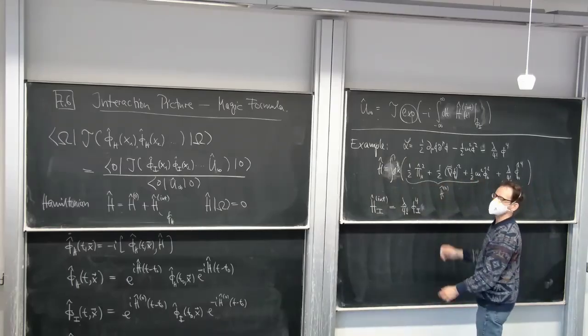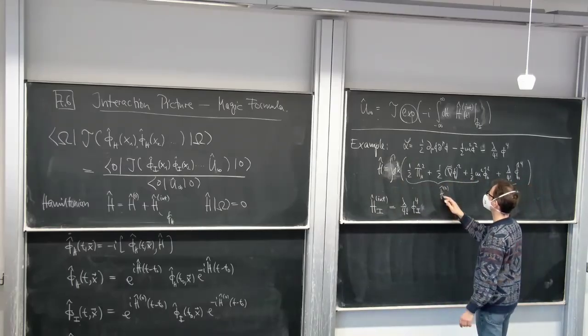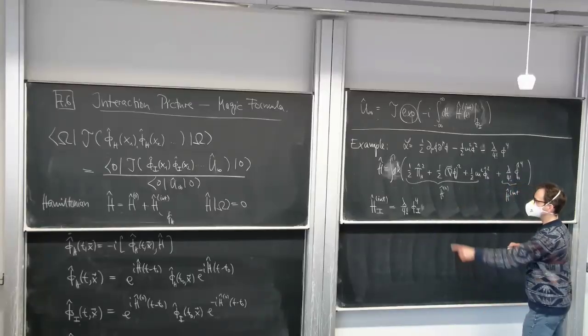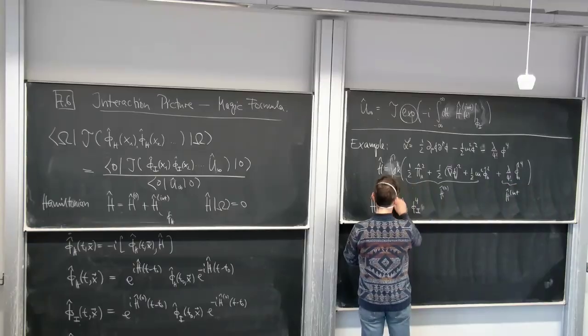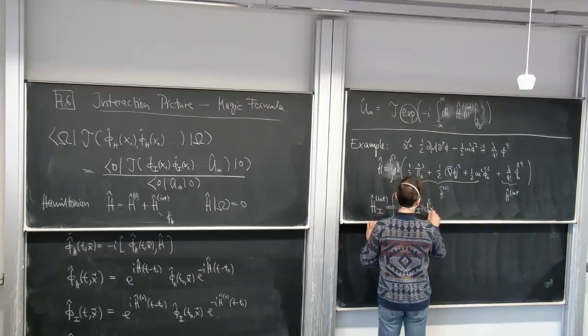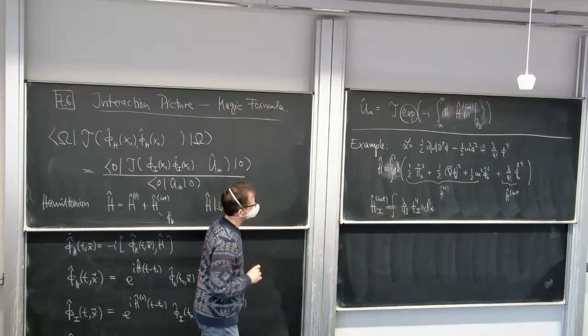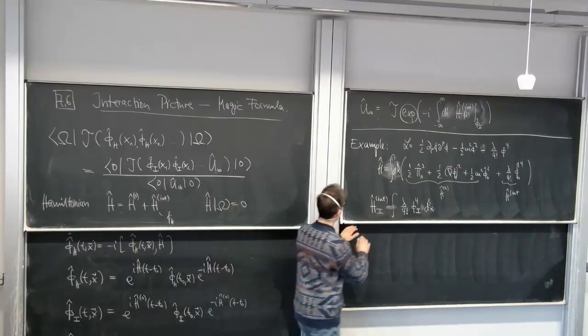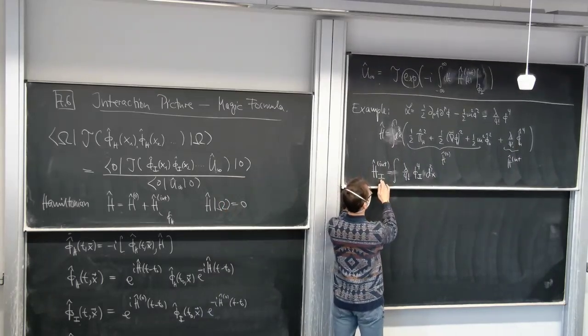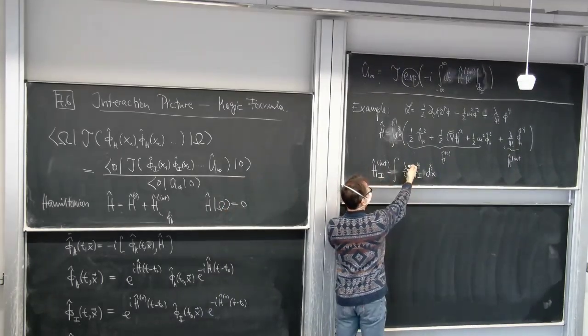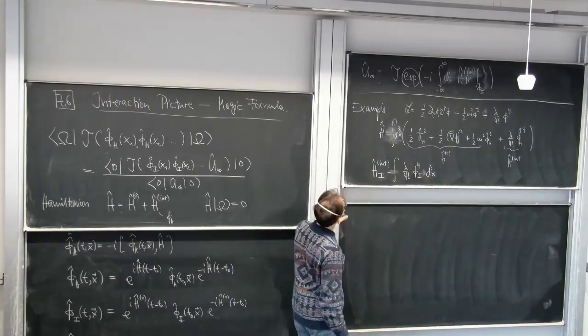And this is the curly H then. So here I need an integral over this. So that's what it is. This is our interaction Hamiltonian written in terms of the interaction picture fields. And that is just the coupling constant. This is a funny number.